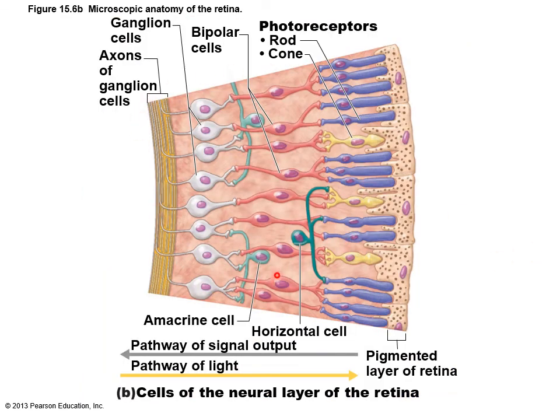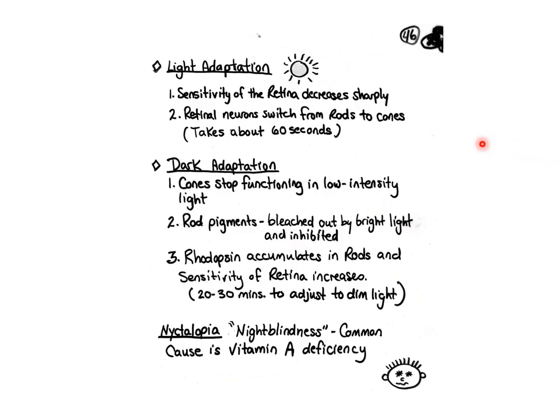This is a look at the retina. And so you see these are your photoreceptors. There are your cones and there are your rods. And the pathway of signal comes from this direction. And the pathway of light comes here. So you go from your photoreceptors to your bipolar cells to your ganglion cells, and the axons of the ganglion cells will eventually exit out the back of the eye as the optic nerve. So light adaptation.